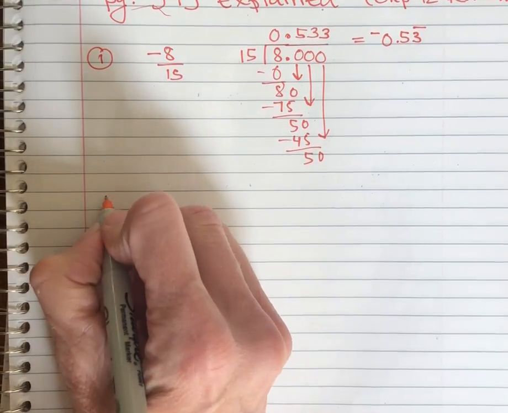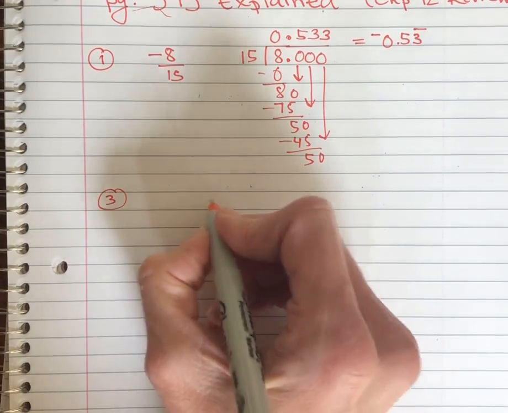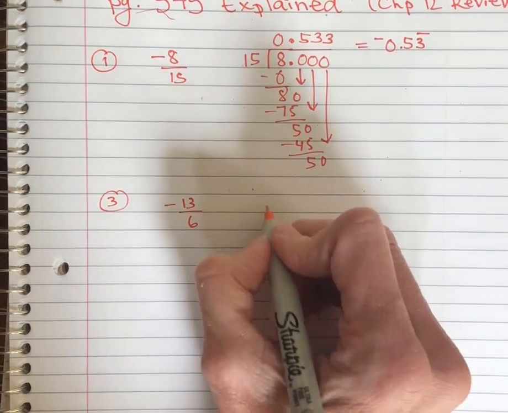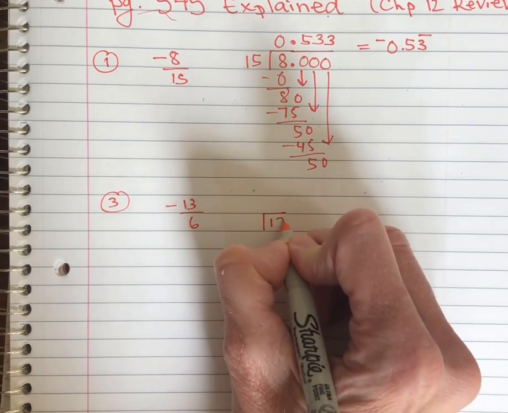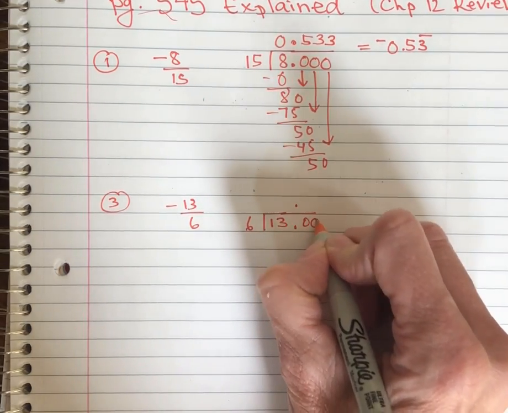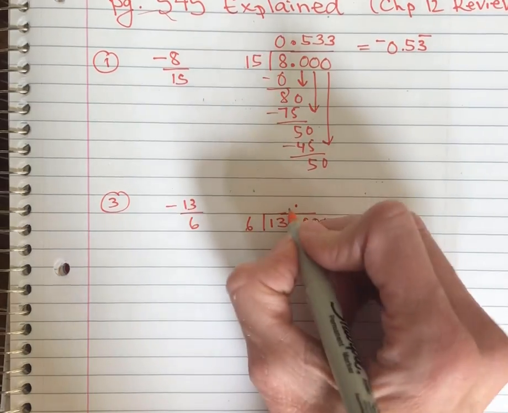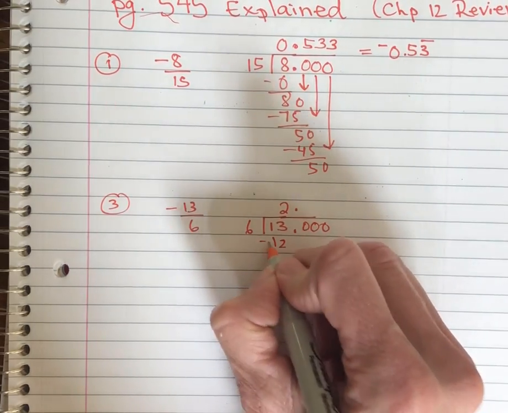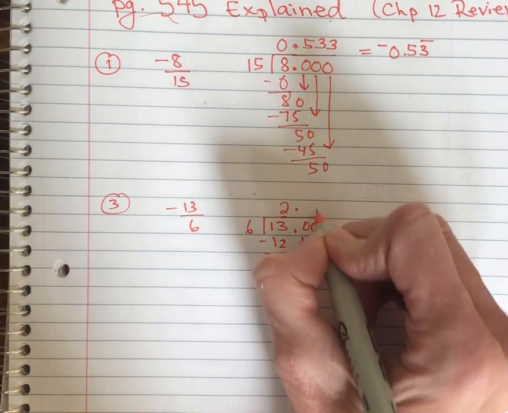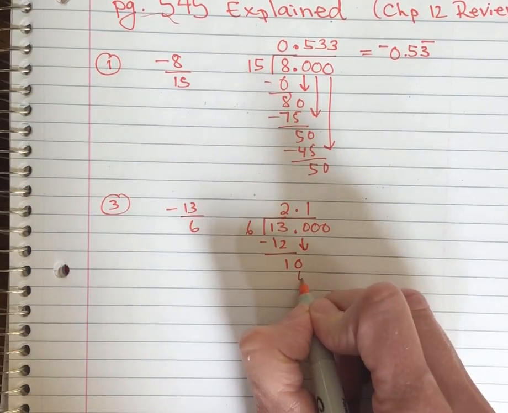Okay, number 3. Same concept, -13/6. It is always the numerator that is being divided by the denominator. Decimal hop, 3 zeros. 6 does go into 13 twice at 12. Subtract and I get 1. Bring down. 6 into 10 once at 6.